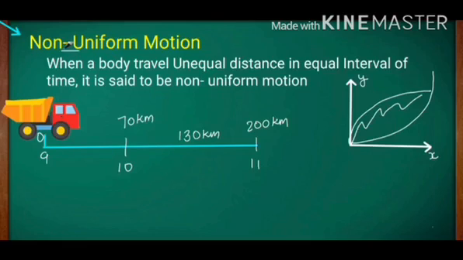If we represent this motion on a graph, the x-axis again represents the time and the y-axis represents the distance. In the first hour this is 70, in the second hour it is 130 kilometer. So the graph may curve upward, curve downward, or maybe zigzag. Then it shows the non-uniform motion of an object. There is one more question. What is the difference between uniform motion and non-uniform motion?